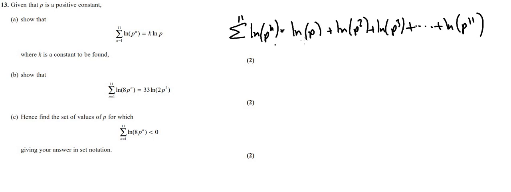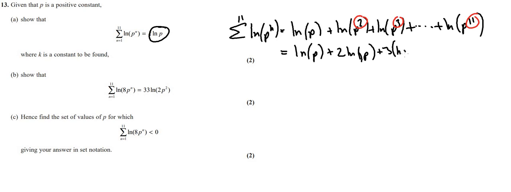Now remember, if we want this to be in terms of log p, then all of these powers we're going to write as coefficients. Remember our law of logs. So we're going to write this as log p plus 2 log p plus 3 log p plus up to 11 log p. So everything is in terms of log p.